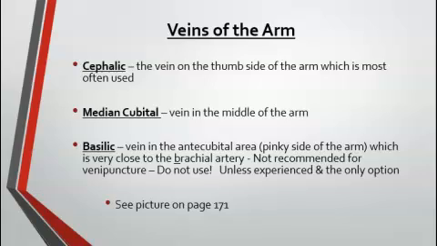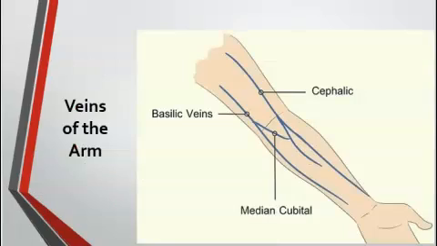This is the vein that's on the pinky side of the arm, and it's very close to the brachial artery. It's not recommended necessarily for venipuncture just because it is close to that artery. It says here do not use, but we do use it if it's the one that we can feel best when we put on the tourniquet. Here's just a good image of the different arm veins. If you want to pause the video at this time so you can study the locations of the veins a little better, you can.